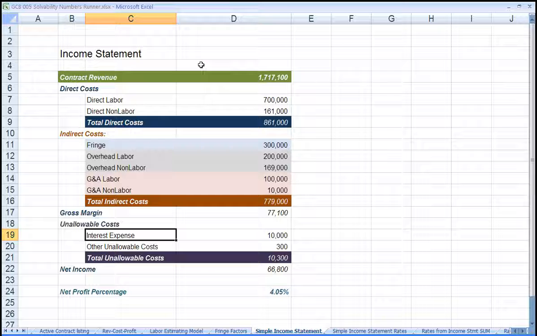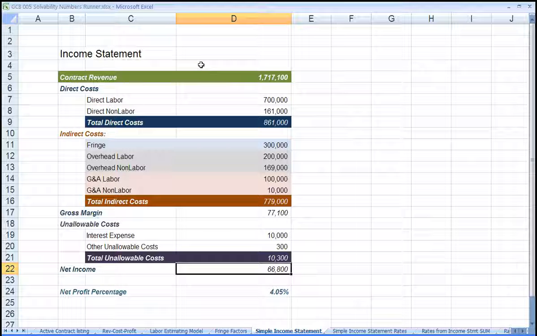Examples of unallowable costs are interest expense, contributions, entertainment, etc. These costs could also be called non-billable or non-reimbursable. But they're still tax-deductible business expenses. You just can't pass those costs along to the government. They'll come out of company profits.